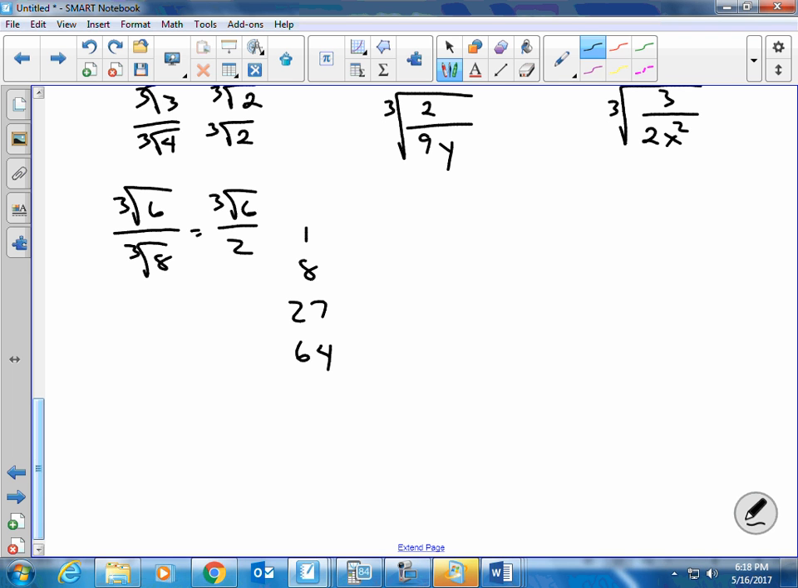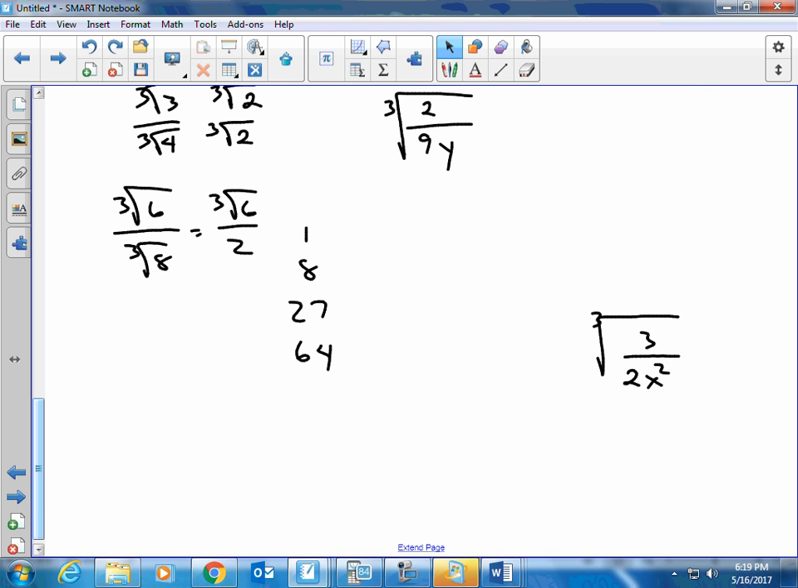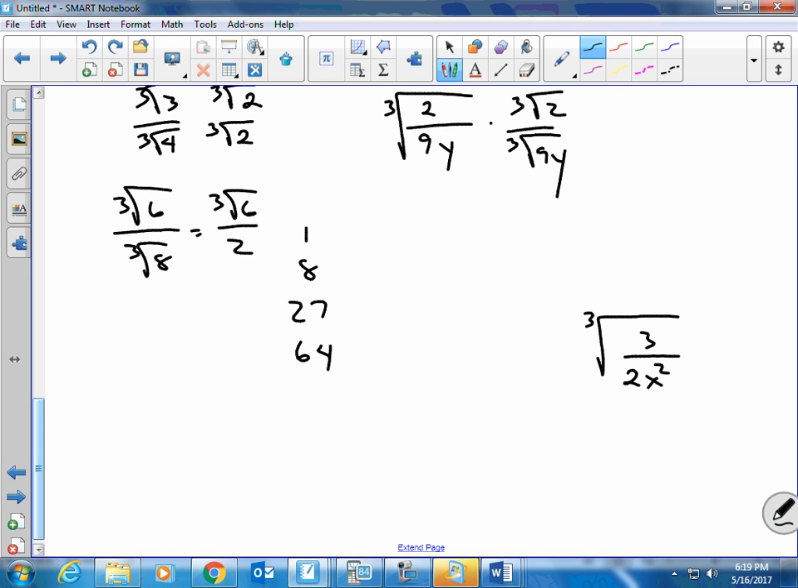The cube root of 2 over 9y. All right, let me get this guy out of the way because I need more room. So what am I multiplying by? Well, first let's use some correct mathematical notation, and let's split this guy. Now I need to multiply the 9 by something to make it a perfect cube. So how about 3? And I need to multiply the y by something to make it a perfect cube. How about y squared? Y squared times y is y cubed. Whatever I do to the bottom, I do to the top.